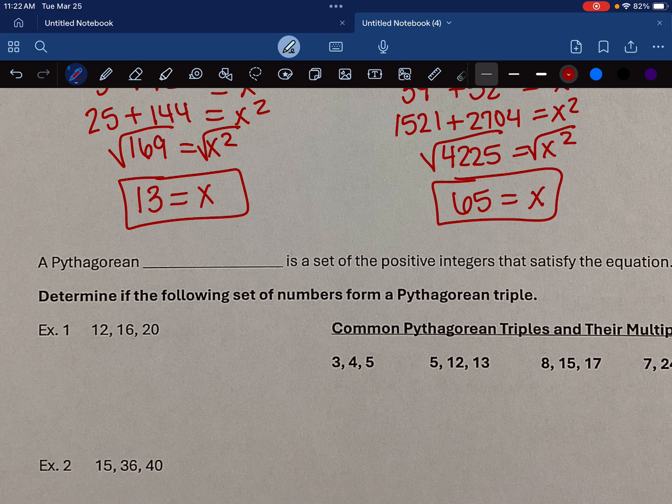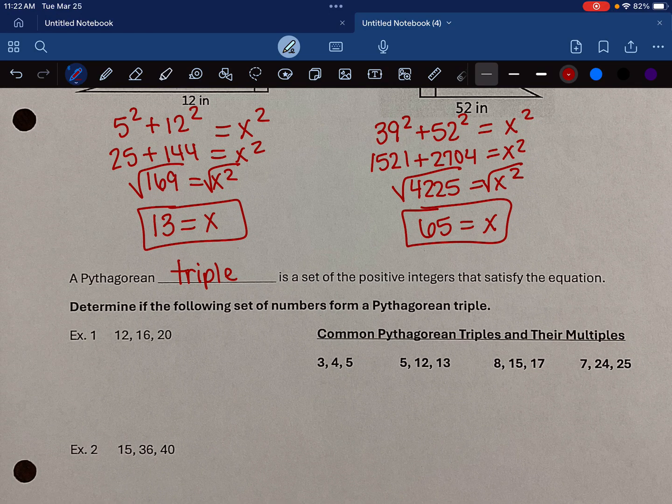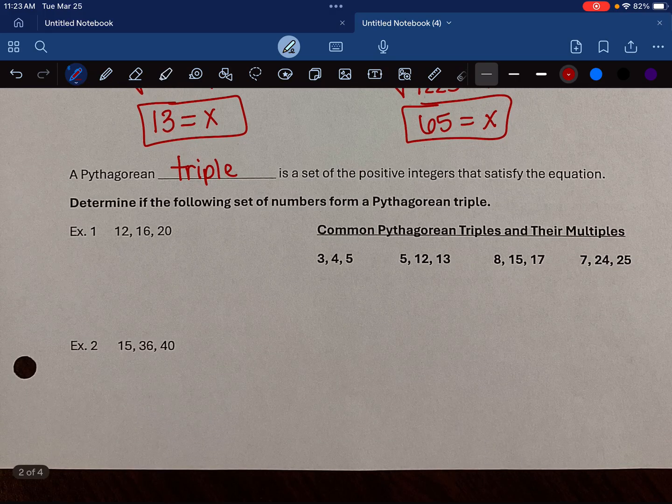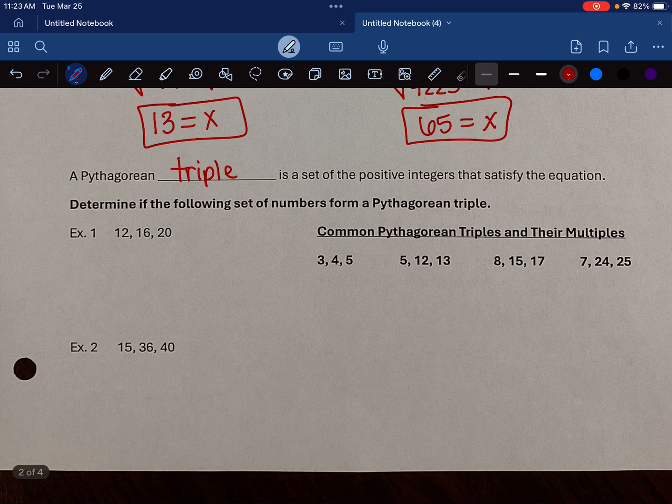Okay, a Pythagorean triple is a set of positive integers that satisfy the equation a squared plus b squared equals c squared, okay? So, if we want to know if something is a Pythagorean triple, a squared plus b squared has to equal c squared, right? If you square the two numbers and they don't equal c squared, then it's not a Pythagorean triple. It's that simple. So, how could I check if example 1 is a Pythagorean triple?